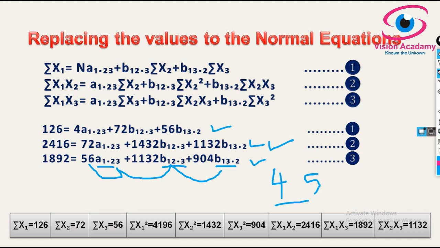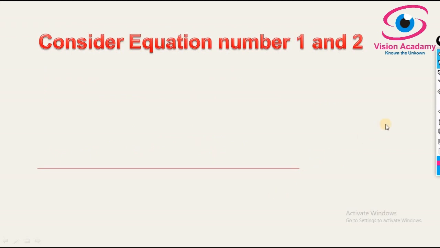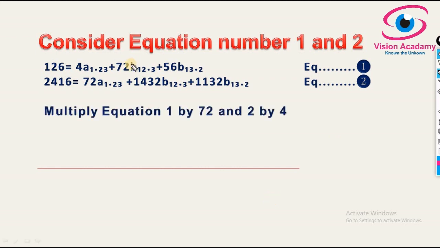Let us firstly consider equations 1 and 2. We have to derive equation 4 by solving equations 1 and 2, with the original values replaced. What is the logic here? We need to cancel one value. For that we multiply the first equation by 72. You may wonder where the 72 is; here this is 72. And the second equation by 4.